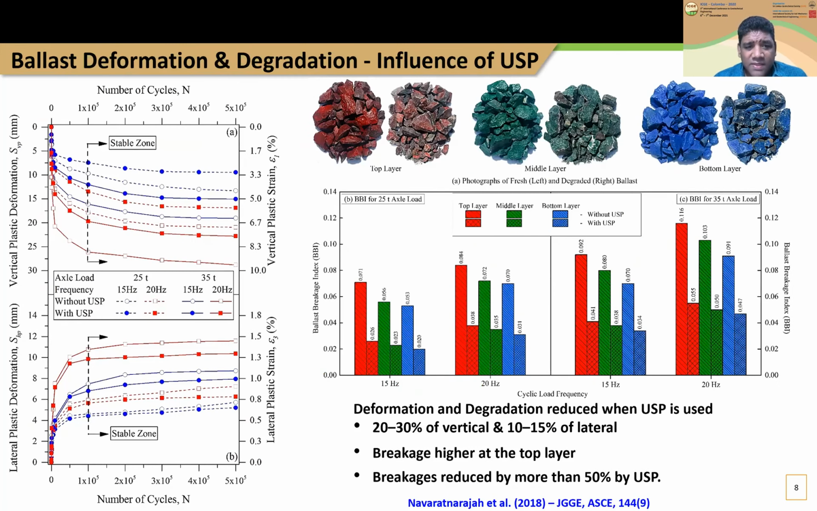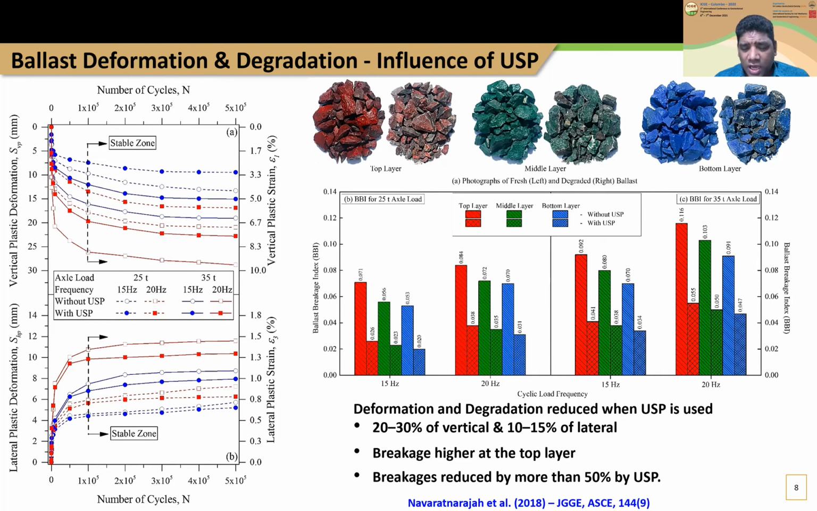And this is the cyclic load testing using the process simulation apparatus. We tested the ballast for 25 ton and 35 ton axle loads, with frequencies ranging from 15 to 20 hertz. The result shows that the under sleeper pad used underneath the concrete sleepers reduces the vertical and the lateral deformation: 20 to 30% of vertical deformation and 10 to 15% of lateral deformation.